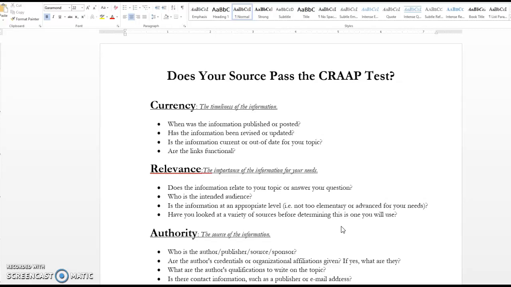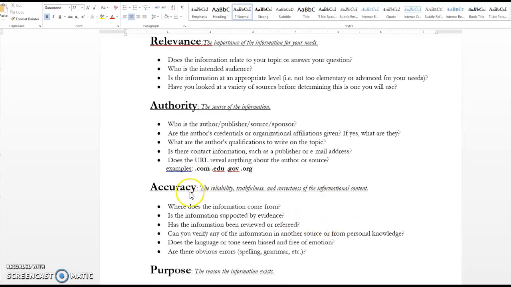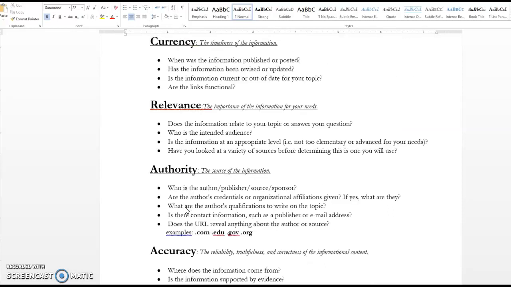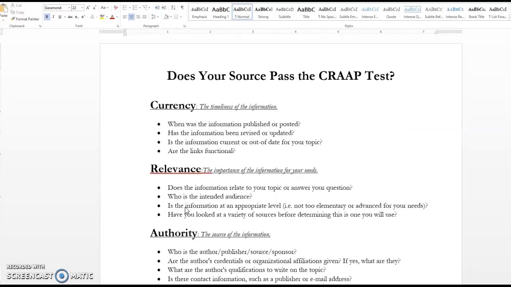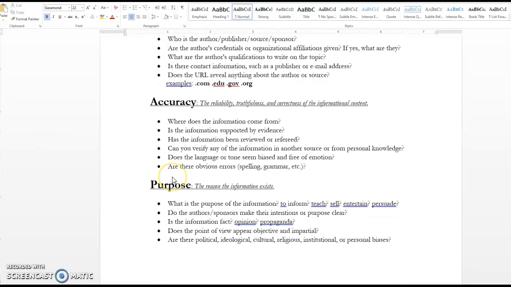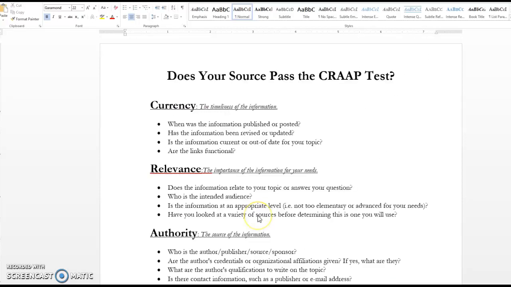It is a way of double checking yourself for some components that are important in a source. So you want a source that's current, that's relevant, that has authority, that is accurate, and you want to examine the purpose of the article. So that is the acronym CRAAP: current, relevant, authoritative, accurate, and to what purpose. Those are the things you want to look into.